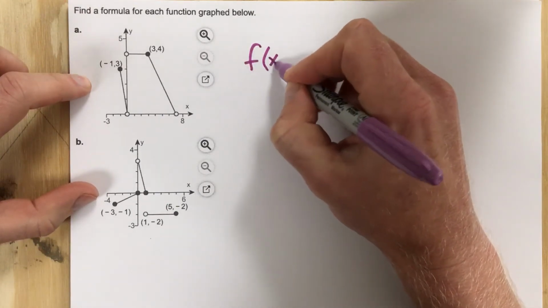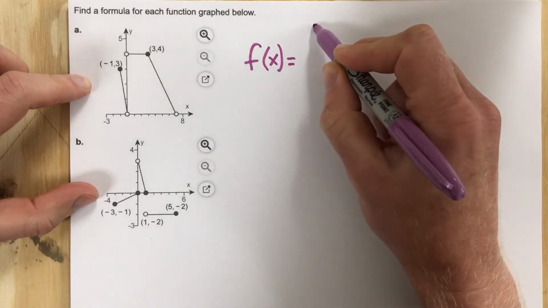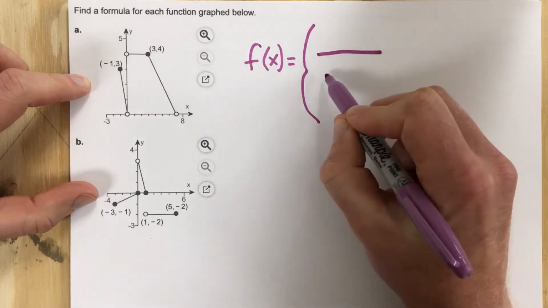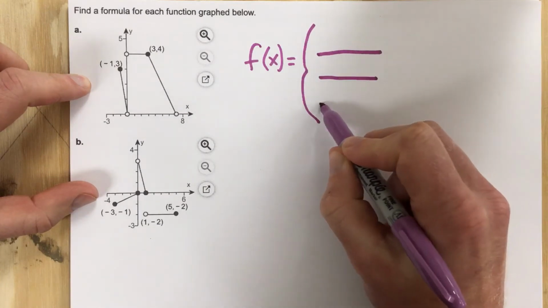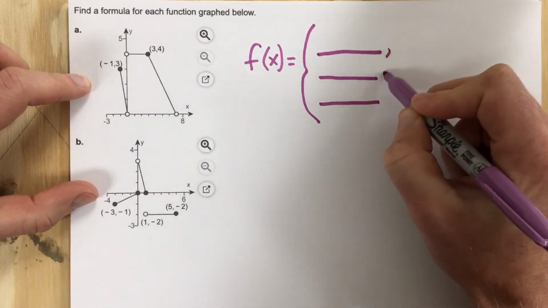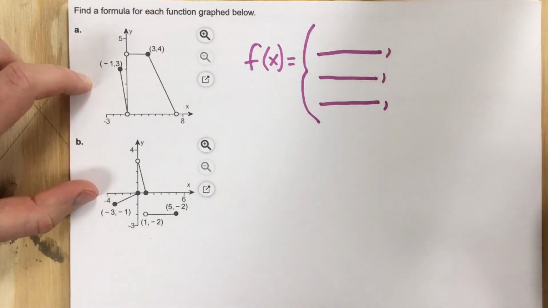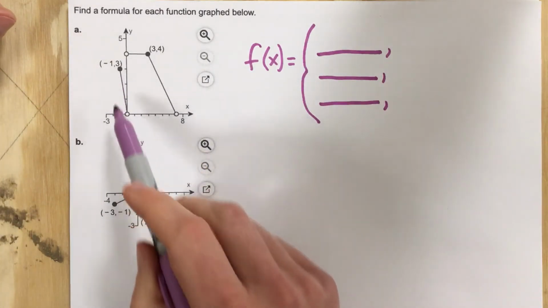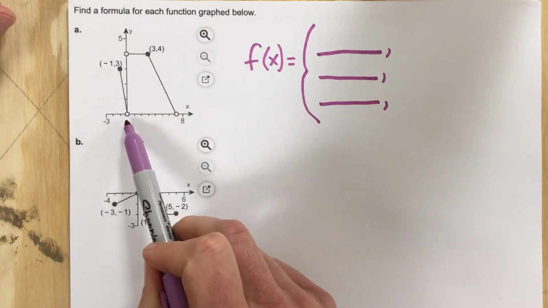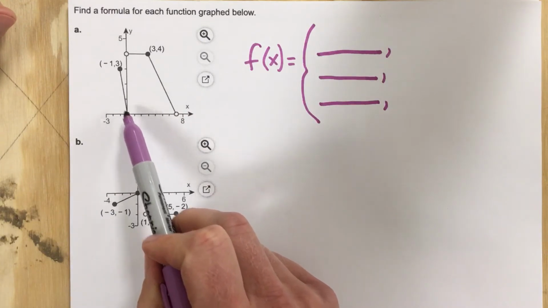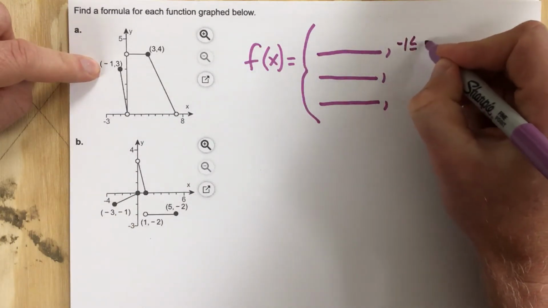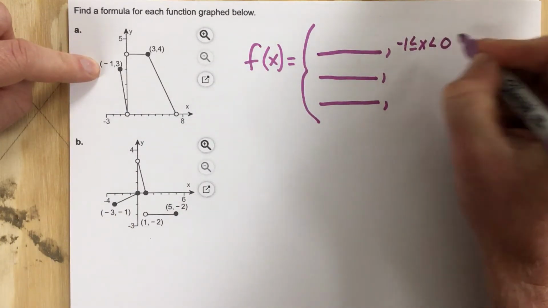create. So we're going to say f of x equals, we're going to go ahead and make the brackets, and then we're going to leave space for the 3 functions. The first thing I like to do when I do a problem like this is I find the domains. So the domain of the first piece goes from -1 to 0, but does not include 0. It does include -1. So I say -1 less than or equal to x less than 0.